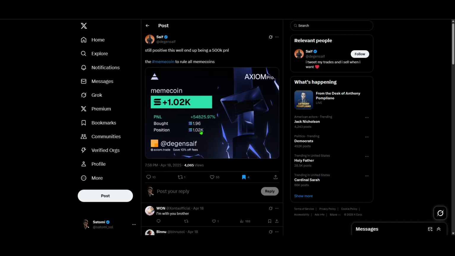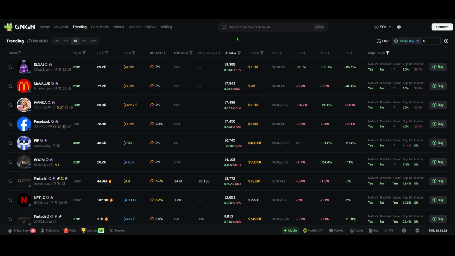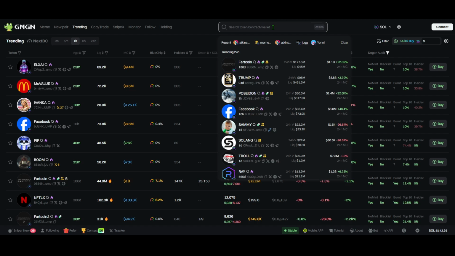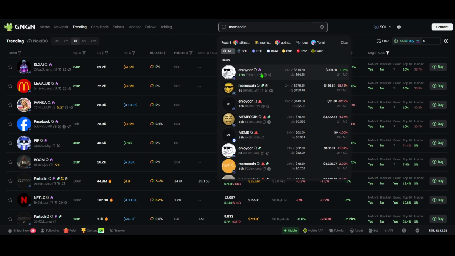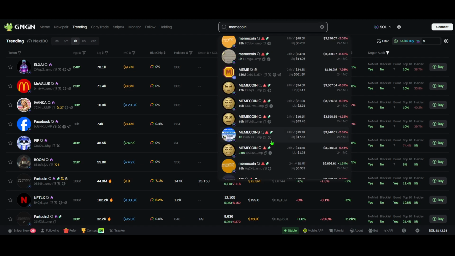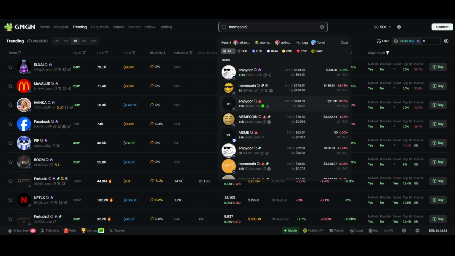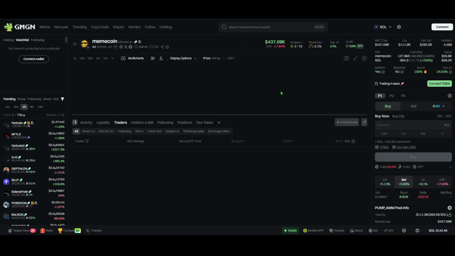Also keep in mind, this was a few days ago, and you always have to remember that the Solana price changes every single day, so you have to be very rough with these estimates. But in general, let's have a look at how we can find this. The tool that I use for this is called GMGN. If you go to the website, you can just type in Memecoin. You have to find the correct one, of course. Let's see if we can actually find it. I think it was this one.